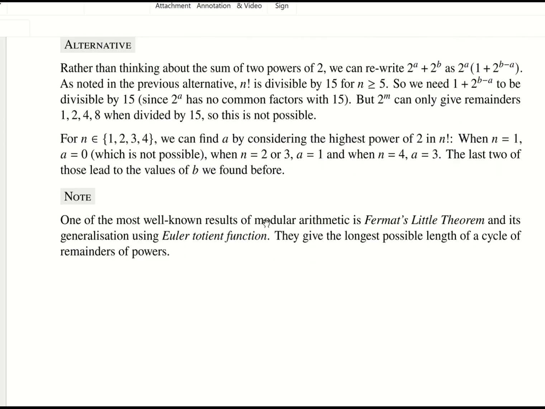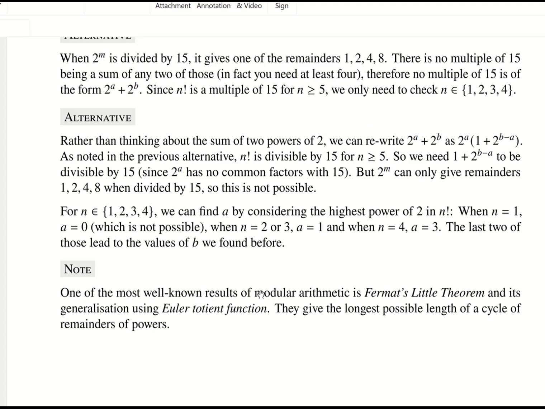And finally, all I'm going to say is, Fermat's little theorem you might want to look into. I've actually not heard of the Euler totient function, but these are things that we can look at after this question to learn more about, and modular arithmetic as well. Okay, thanks.